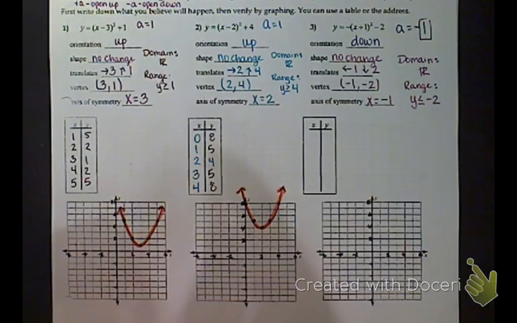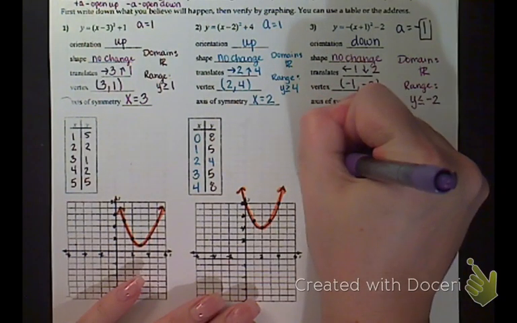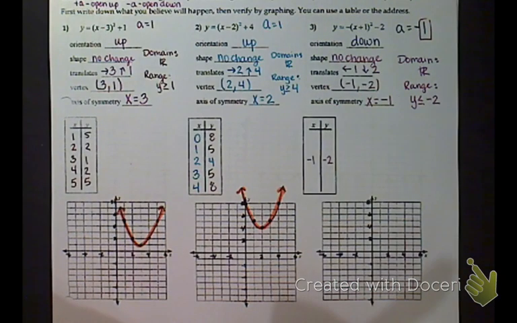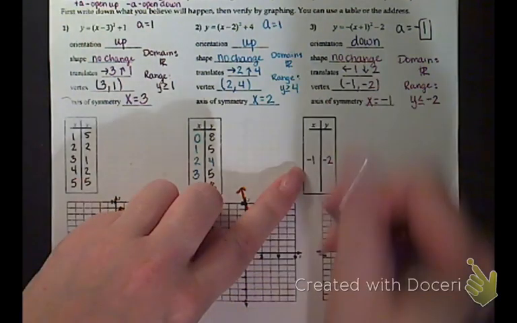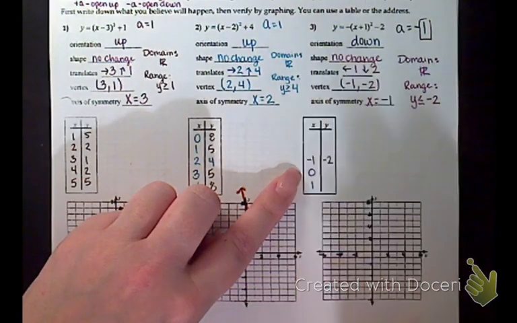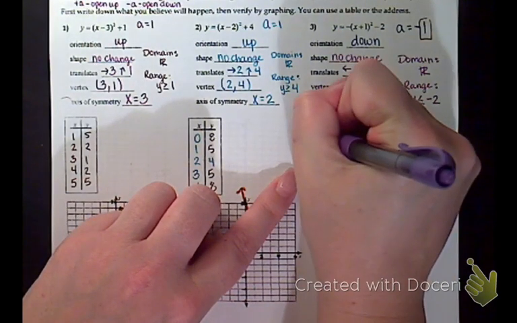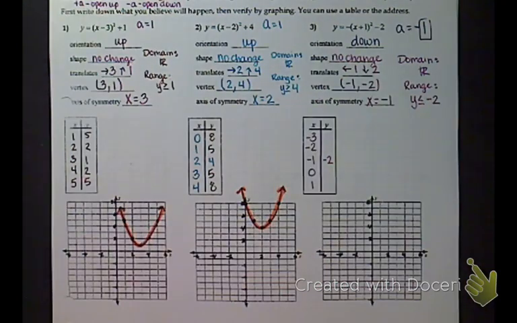I'm going to plug in my vertex in the center, so negative 1, negative 2, and create the table around it. So two numbers that are greater than negative 1, two numbers that are less than negative 1. So this would be 0 and 1, and negative 2 and negative 3. And you can choose whatever you want to plug in, right? But you know there's going to be symmetry, so we only have to really plug in 2.